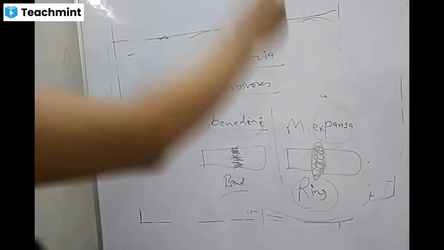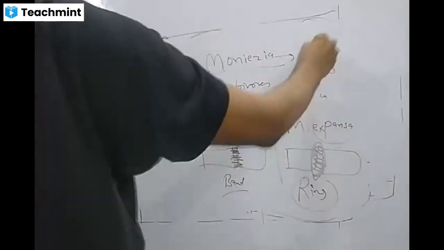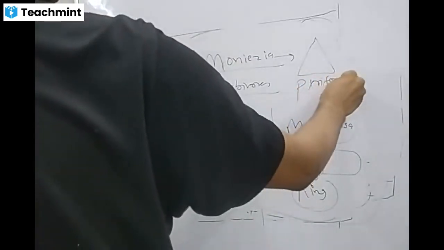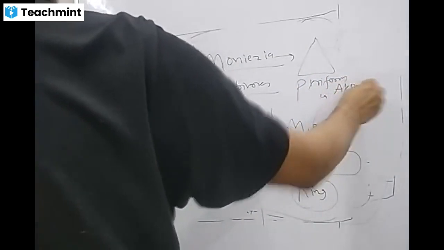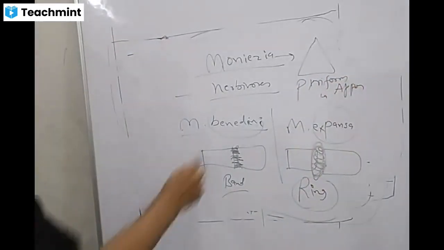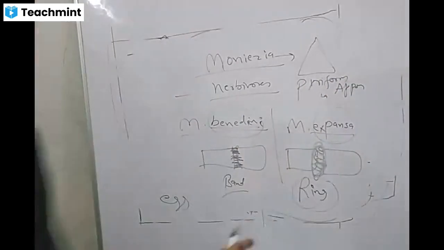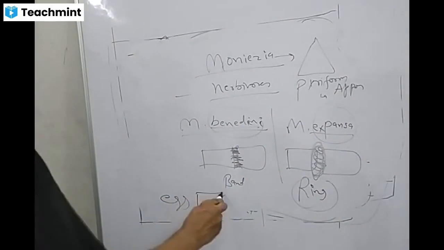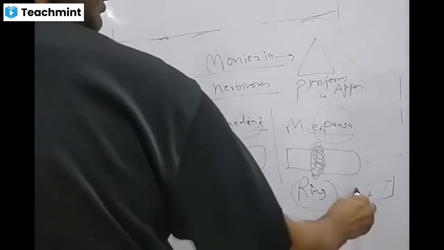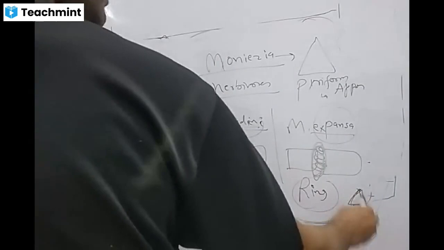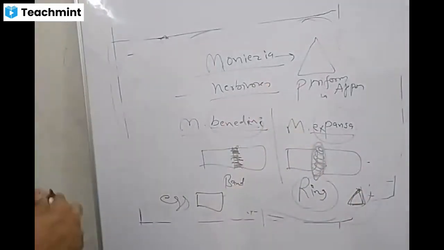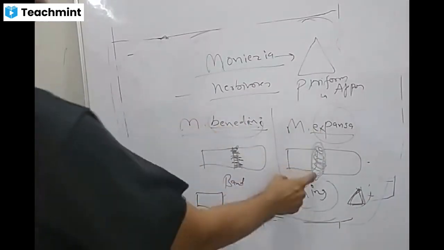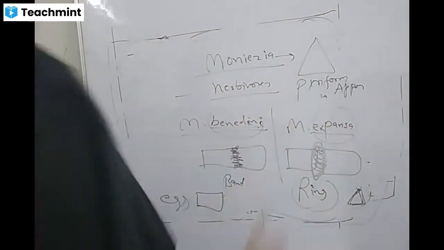Second, Moniezia contains one apparatus which is triangular in shape. We call this piriform apparatus. And the egg of this Benedini and egg of this expansa are also different in shape. This is square shaped and these are triangular shaped. So they have asked these MCQs also: in between two proglottids, the glands are band shape, ring shape, and the egg is square and triangular.